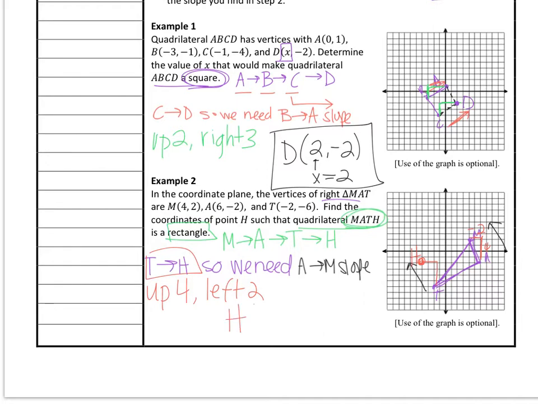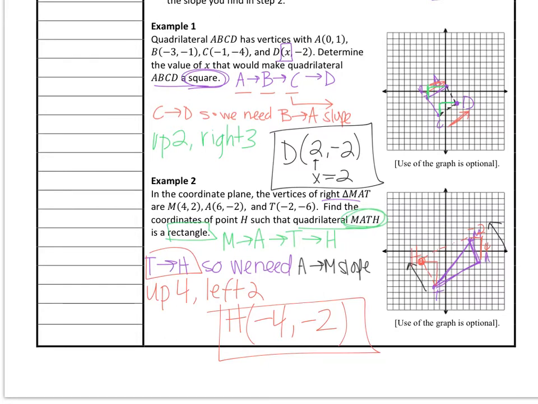So now H is located, and again, you can connect with little dotted lines to make that rectangle so you can see that it is in fact a rectangle. And H is located at -4, -2. And you box that in as your final answer.